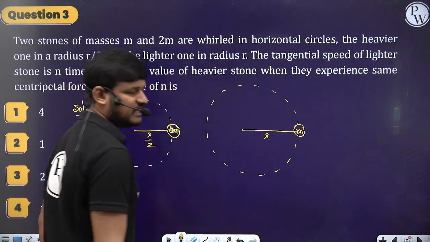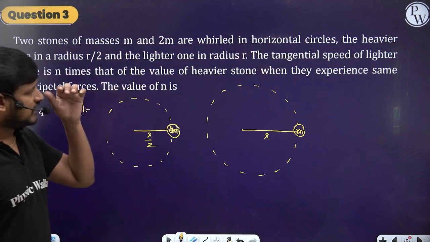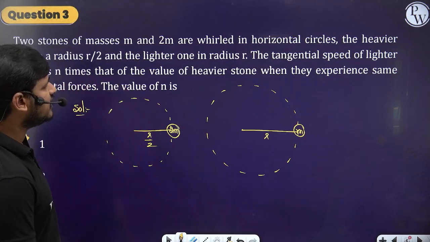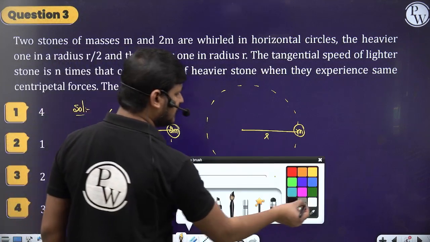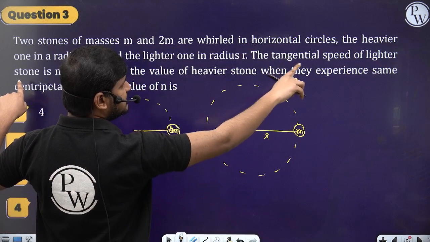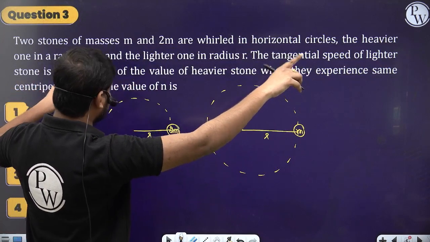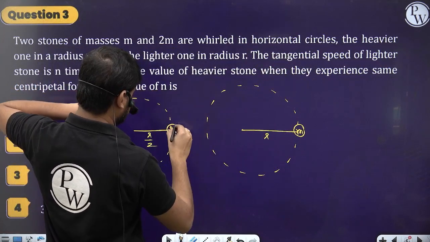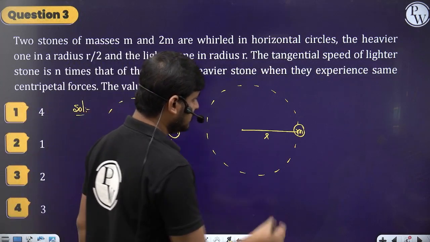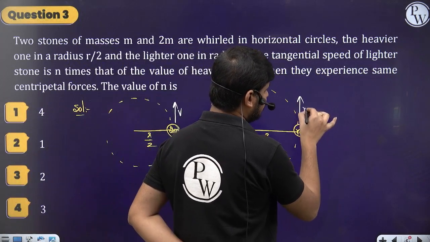is the mass m, right? Chalo. Now the tangential speed of the lighter one is n times that of the heavier one. Where is the lighter one here? This is the lighter one. The tangential speed of the lighter stone is n times that of the heavier stone. So let the heavier stone speed be v, so the lighter one speed is nv.